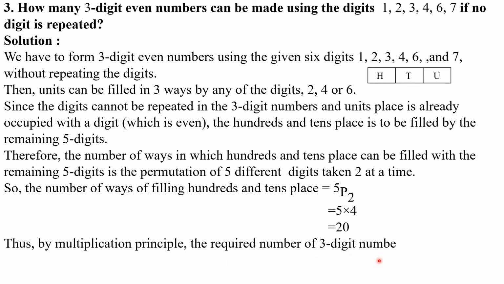the number of 3-digit even numbers is equal to 3 into 20, because here 3 ways, here 20 ways. So 3 into 20. Understood this step, my dear children? That is equal to 60. So we can write 60 3-digit even numbers by using the digits 1, 2, 3, 4, 6 and 7. Understood this question, my dear children?